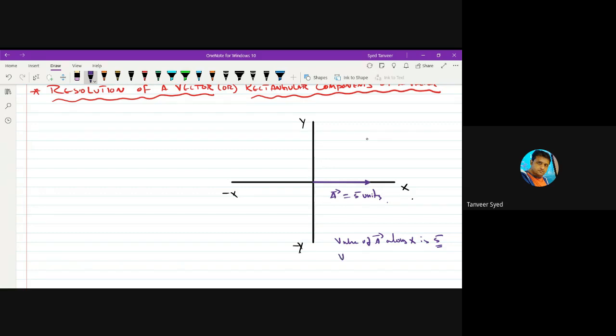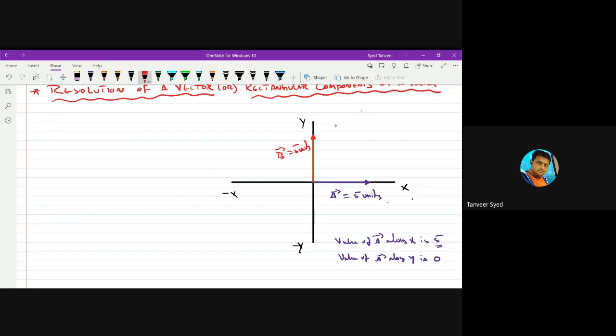If I ask you what is the value of vector A along y direction, 0, sir. It is 0 because vector A is not at all in y direction. It's completely pointing in x direction, horizontally. So it has no value or it has no magnitude along y direction. If I take another vector, this is vector B. Let us say this is also 5 units.